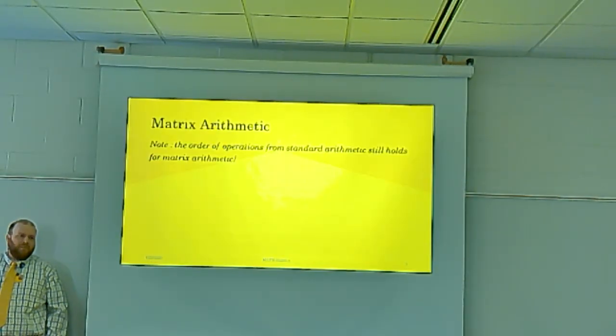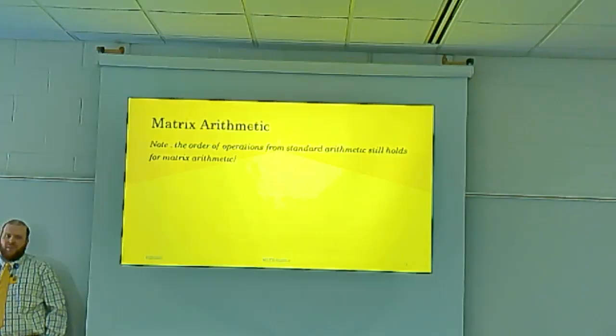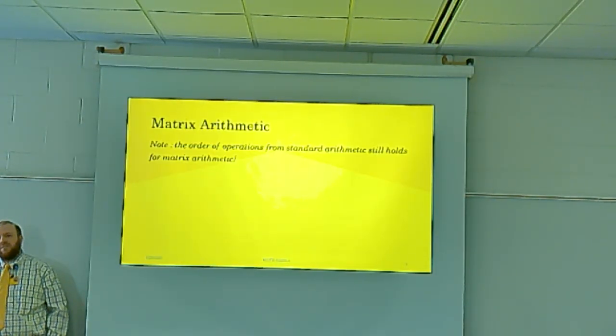Your standard order of operations still holds. So if you're dealing with multiple matrices and multiple operations, you still use PEMDAS.